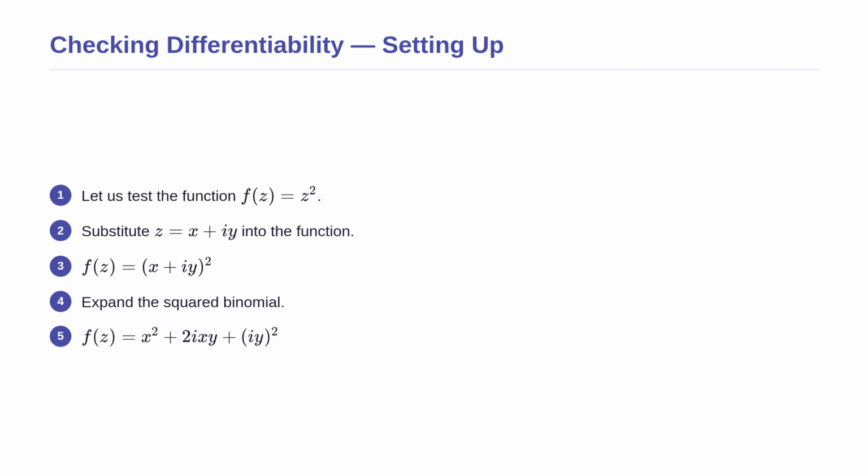This is the fundamental first step in any problem where we need to separate a complex function into its real and imaginary parts. Next, we expand the squared binomial using standard algebraic rules. This gives us x squared plus 2ixy plus the quantity iy squared. We now have three distinct terms to work with.